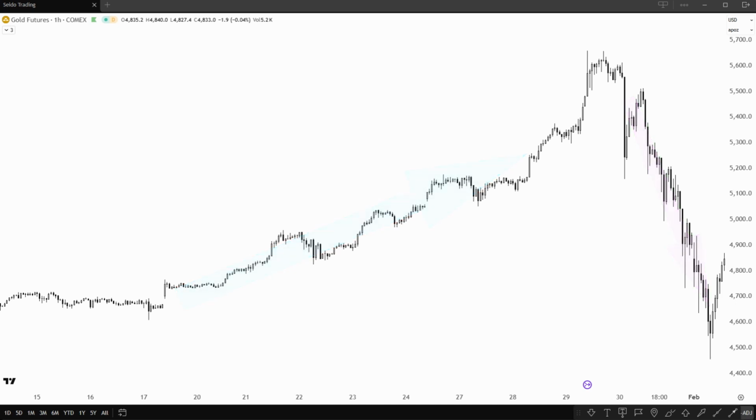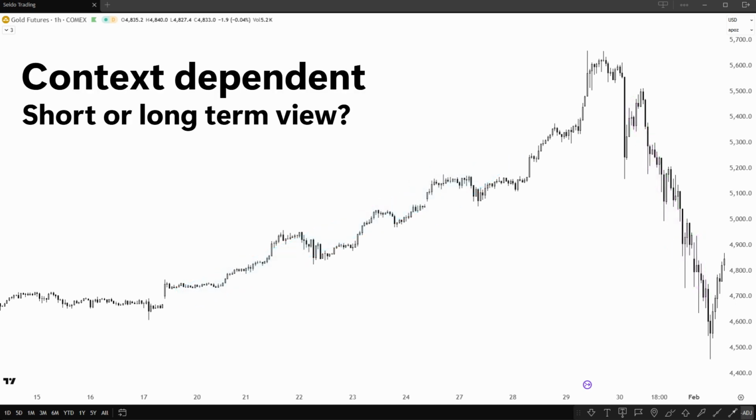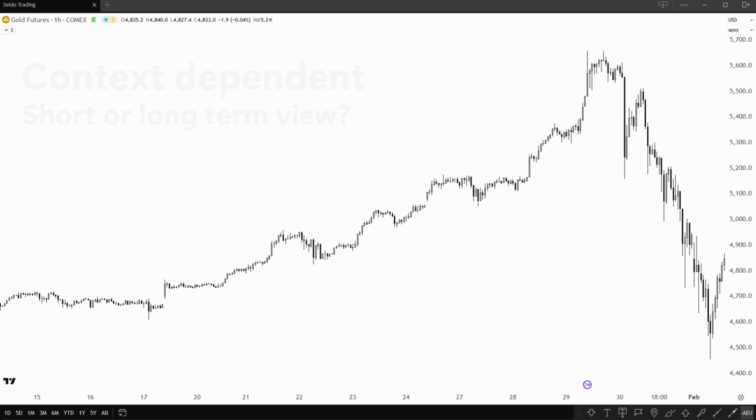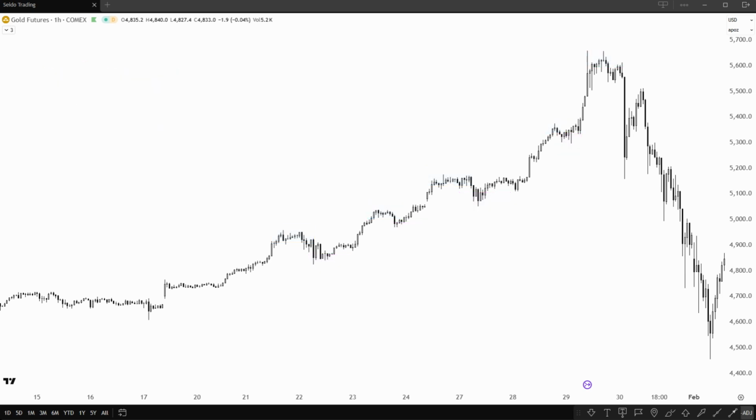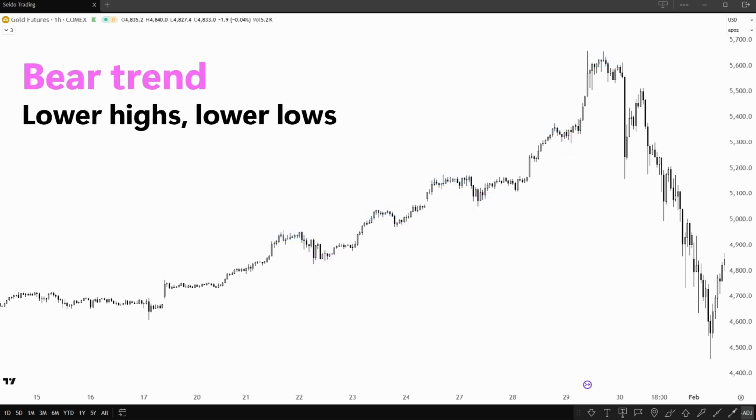It entirely depends on how much context you take into consideration. A strict definition of a bull trend would be higher prices with higher swing highs and higher swing lows. A bear trend would therefore be a series of lower prices with lower swing highs and lower swing lows.